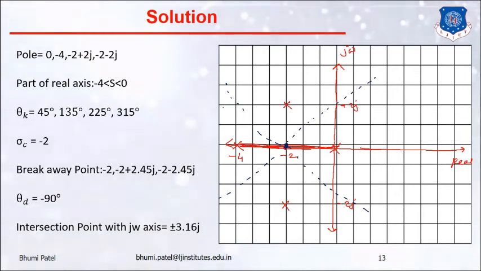Now the breakaway points are minus 2 plus 2.5j and minus 2 minus 2.5j. Okay, so minus 2 plus 2.5j is near about here, and minus 2 minus 2.5j. Now we have to draw theta d, and our intersection point is plus or minus 3.16j. So this is the plus 3.16j and this is the minus 3.16j.